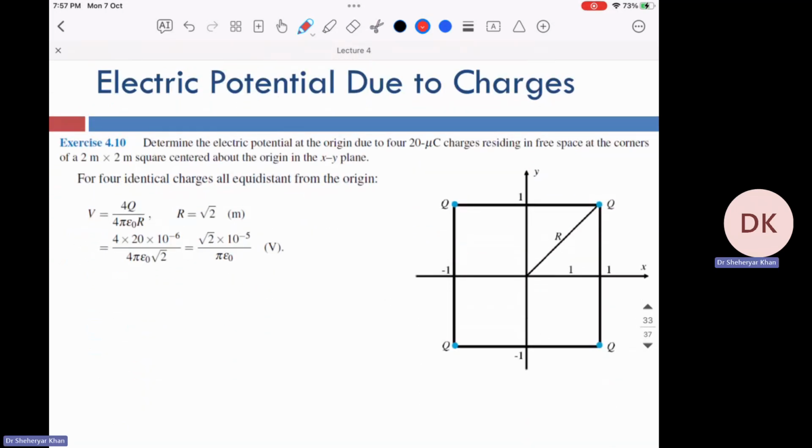Now the first question, determine the electric potential at, oh, sorry.